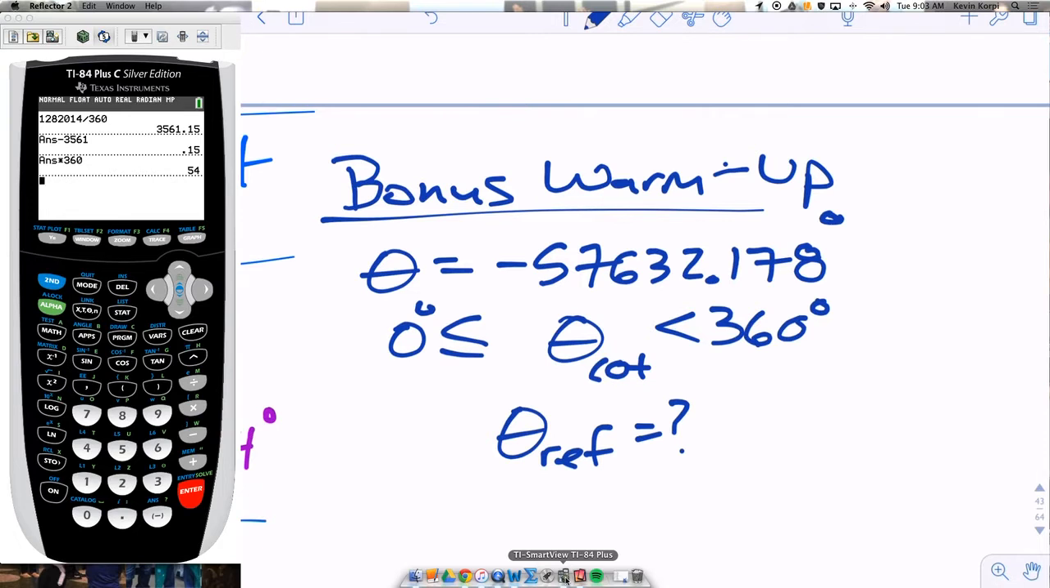Remember, when you're finding the coterminal angle here, there's one extra step you take after you get rid of the full rotations.